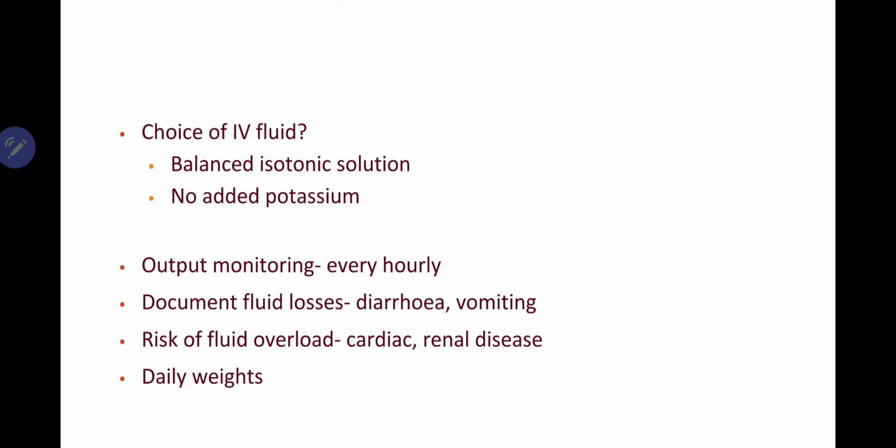Our choice of IV fluid should be a balanced isotonic solution, and there should be no added potassium in this fluid, must be remembered. Output must be monitored hourly, and fluid loss should be documented and measured. Even diarrhea and vomiting should be measured. We should measure the daily weight of the patient to see whether the patient has gained any weight or not. It will give us an idea of fluid accumulation in the body.